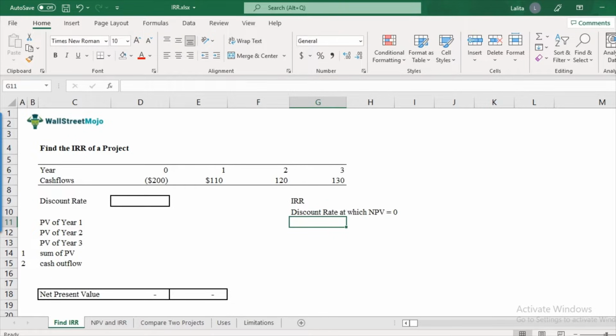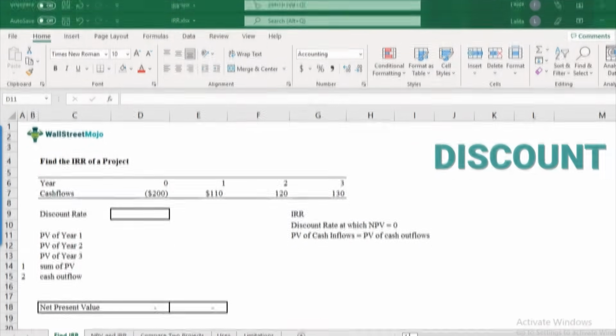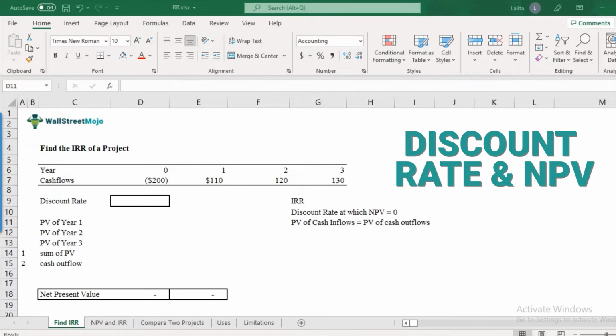What this means is that it's a kind of break-even point where the present value of all your future cash inflows, what are the cash inflows here? 110, 120, 130. So these are the cash inflows. This will be equal to the present value of cash outflows. What is the cash outflow here? Cash outflow is $200. Present value is $200 because that is today, right? It's happening today. But the present value of these numbers will be different depending on the discount rate. Now, in order to find the NPV, we need a discount rate, right? And IRR is defined as a discount rate at which NPV is 0.